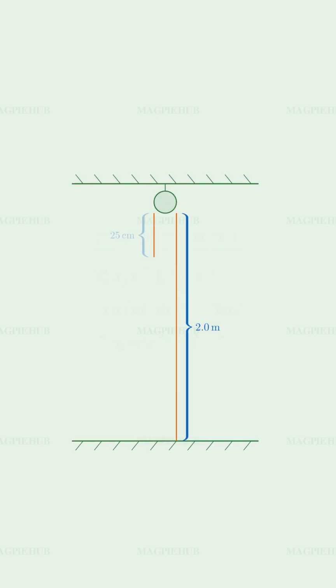A pulley is mounted on the ceiling. A string passes over the pulley. On the left side, a 2 kg block hangs 25 cm below the pulley. On the right side, the string goes straight down 2.0 meters to the floor. The total string has a mass of 4.5 grams.